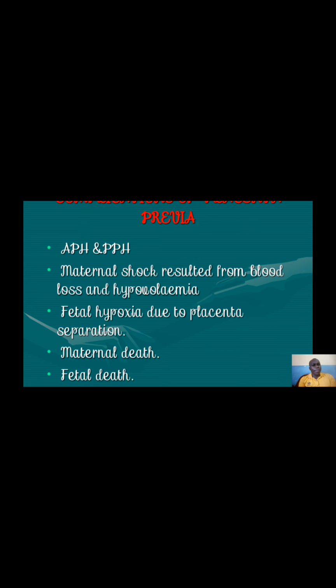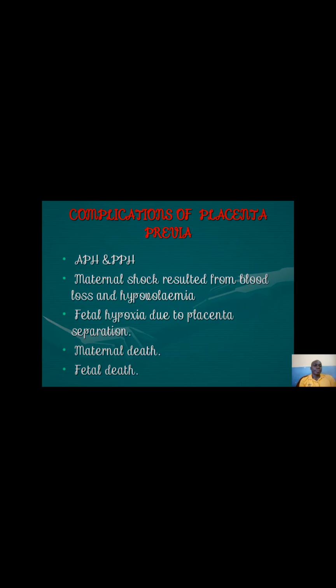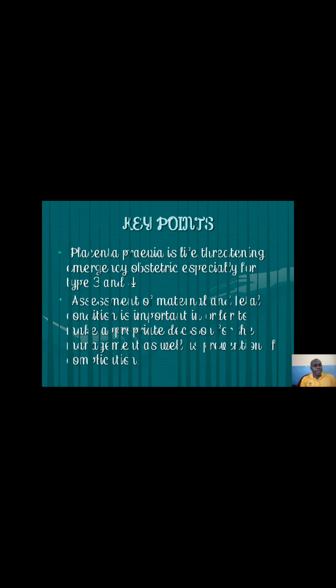Mtoto anategemea oxygen through the placental circulation. So kama placenta imeseparate, mtoto atapata hypoxia na anaweza kupata ugonjwa hypoxic ischemic encephalopathy, HIE, brain death due to loss of oxygen. But also maternal death, mama akapoteza maisha kwa sababu amebleed sana. Tukumbuke damu ni uhai. Fetal death pia, anaweza kupata hypoxia lakini pia akapoteza maisha. Hizo ni complications ambazo zinaweza zikapatikana mama akiwa na placenta previa.